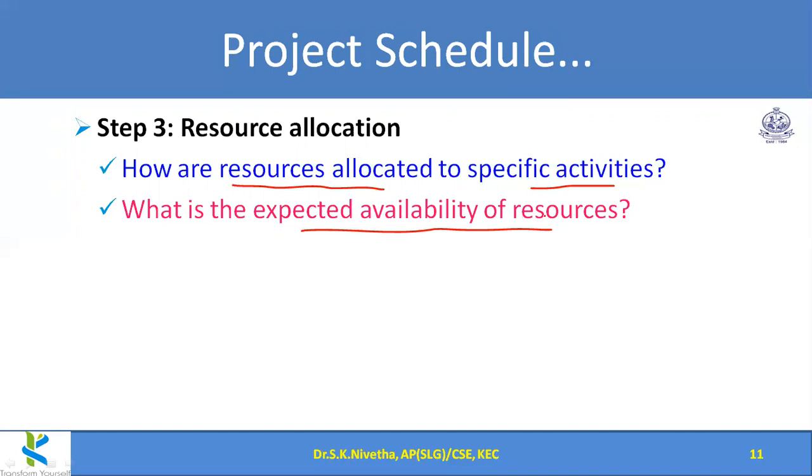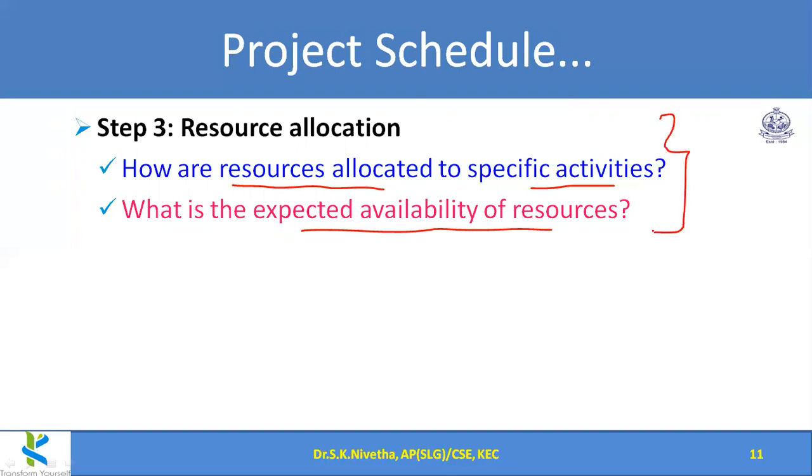Available resources: if only this many systems are available, how do we manage with them? Person 1, today you come and take up this system. Tomorrow that person will go for some other work, and you occupy that system. Likewise, some arrangements have to be made when there is a shortage of resources. Systems usually will be there for each person. Sometimes they need to use a printer or other devices according to the project, and accordingly they have to manage. So all these come under step 3.